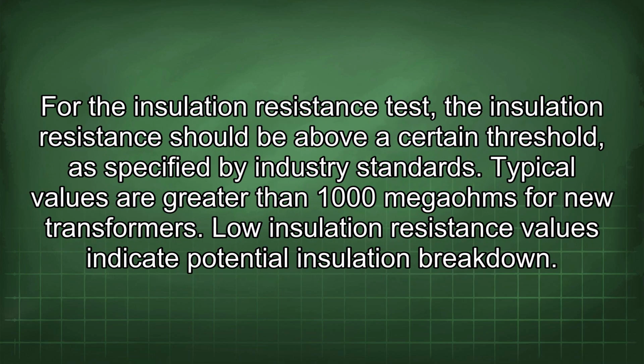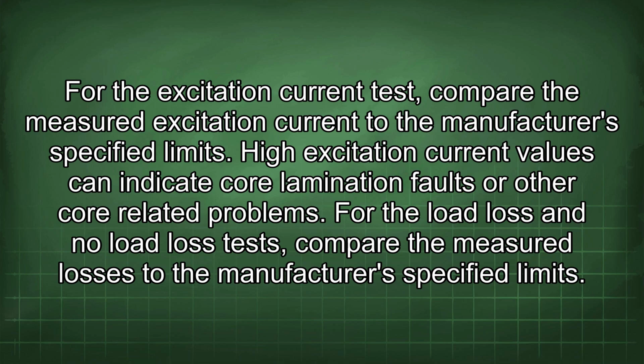For the insulation resistance test, the insulation resistance should be above a certain threshold as specified by industry standards. Typical values are greater than 1000 megohms for new transformers. Low insulation resistance values indicate potential insulation breakdown. For the excitation current test, compare the measured excitation current to the manufacturer's specified limits. High excitation current values can indicate core lamination faults or other core-related problems.